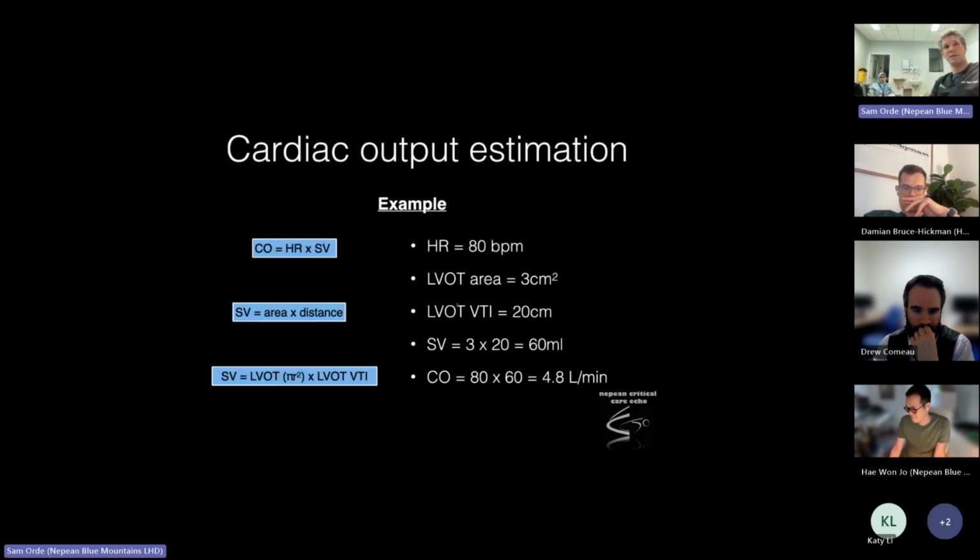I'm sure you know all this. So you take your heart rate, you've got your LVOT area. You'd get that either with the radius or the diameter. Multiply those together against your LVOT VTI, and you can get your cardiac output.